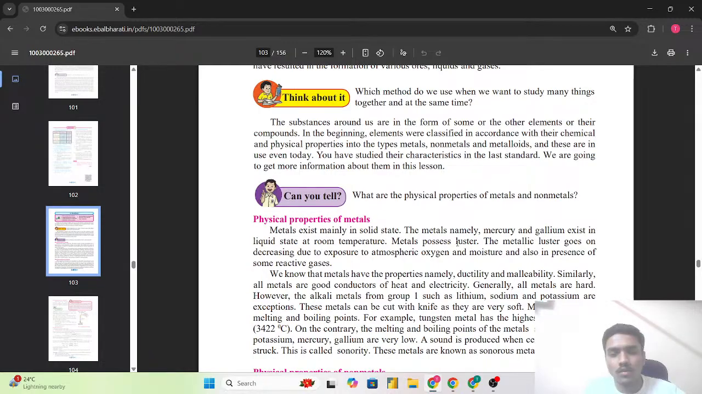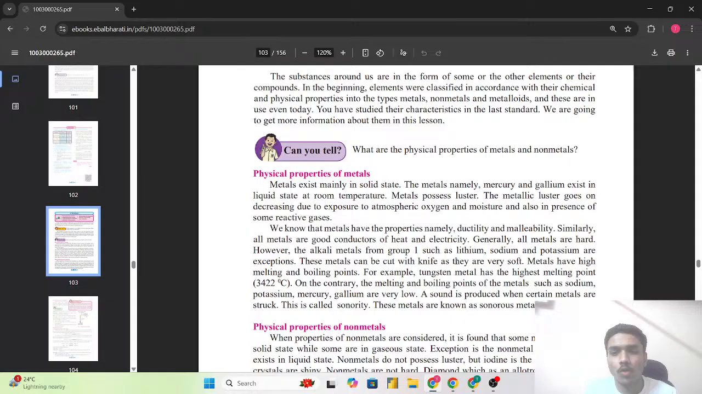So, what are the physical properties of the metals and the non-metals? Physical properties of the metals. Metal exists mainly in the solid state. The metals, namely mercury and gallium, exist in the liquid state at room temperature. So, again, this is an important question which may be asked, that is the metals, namely mercury and gallium, exist in the liquid state at room temperature.